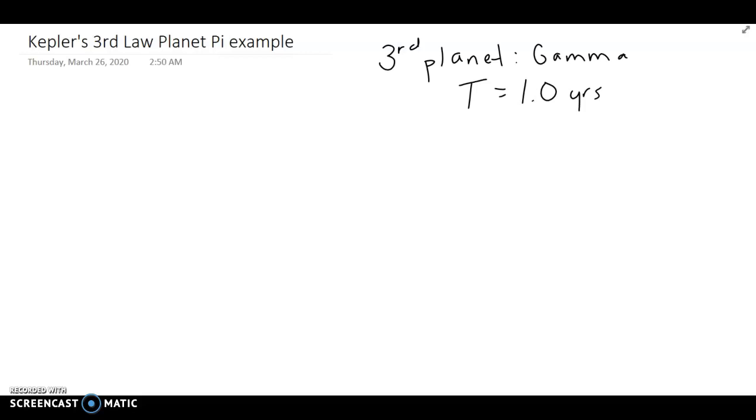And then Gamma's distance, or R value, orbital radius from their star, was 3.65 times 10 to the 8th kilometers.